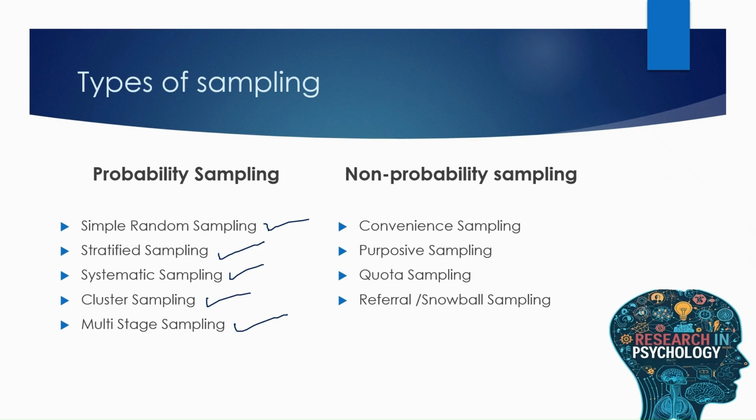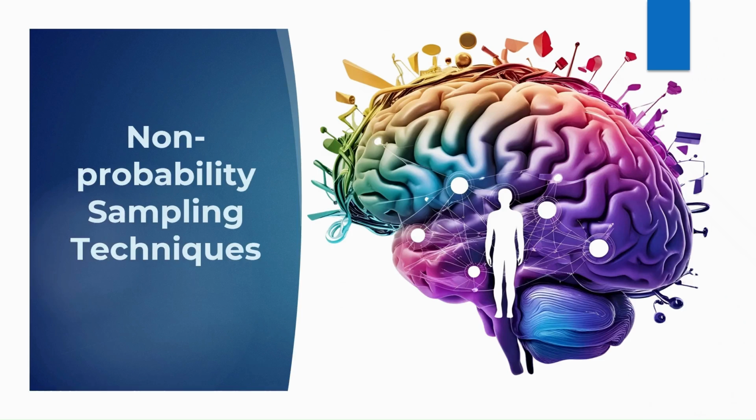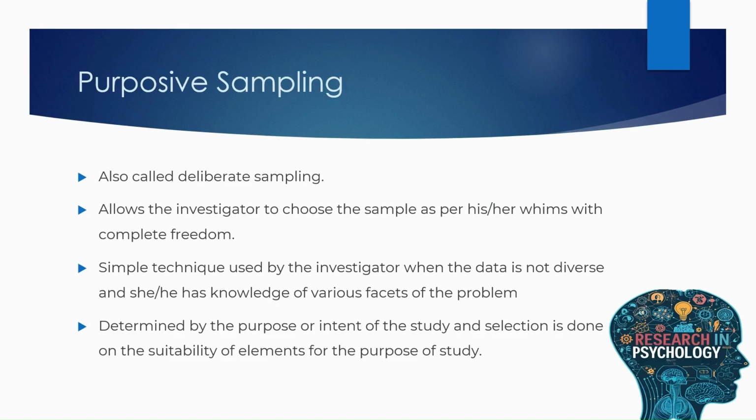Now we move on to non-probability sampling. Okay, and what do we have? We have convenience sampling, purposive sampling, quota sampling, and referral or snowball sampling. Right? So we start with non-probability sampling techniques.